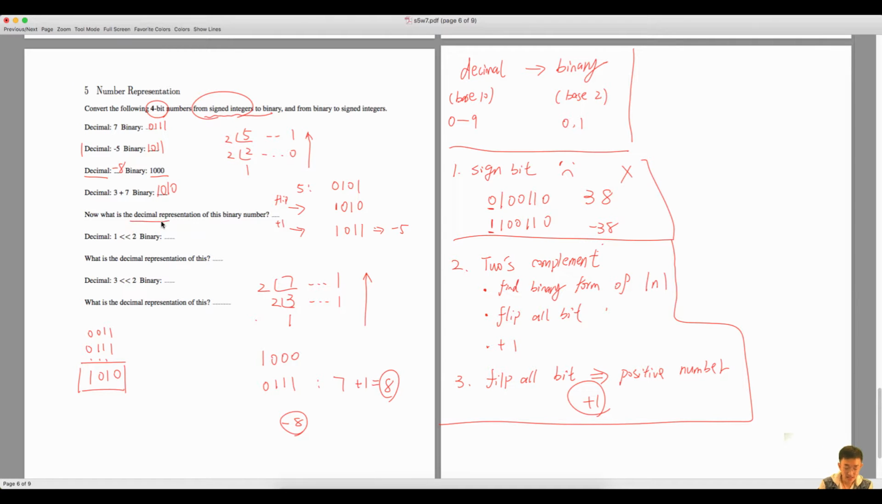Now, what is the decimal representation? We know that 3 plus 7 should be 10, but is it? If you look at this, we first find out that the first bit is 1, so it is a negative number. And to find a negative number in 2's complement binary form, we're gonna flip everything. So 0, 1, 0, 1, which is 5. And then we plus 1, which gives us 6. And we add a minus sign on there. So in decimal form, this will just be -6.